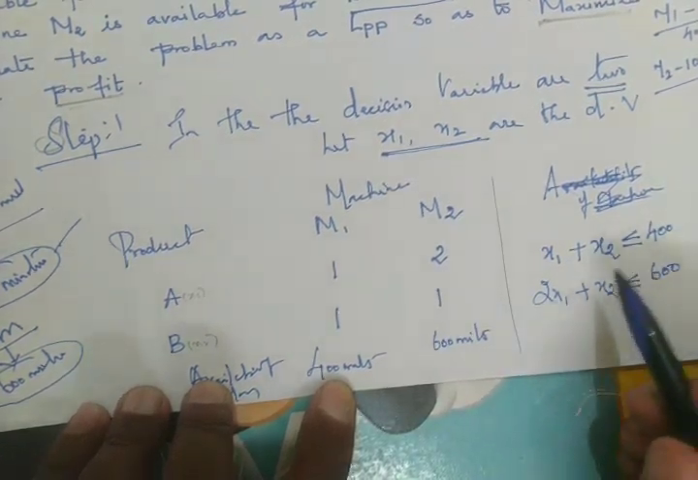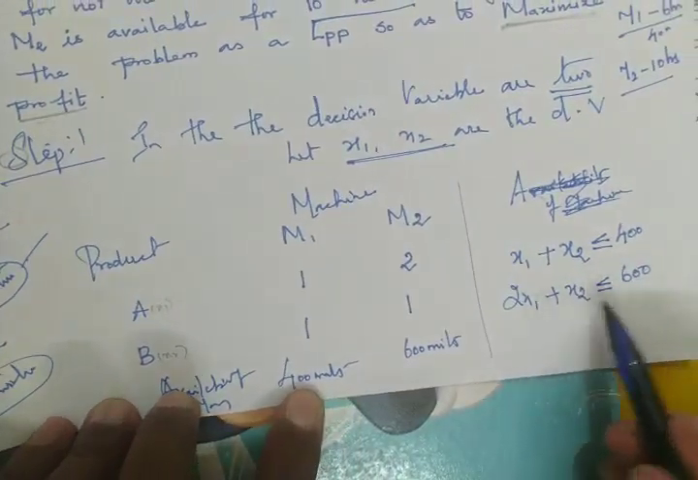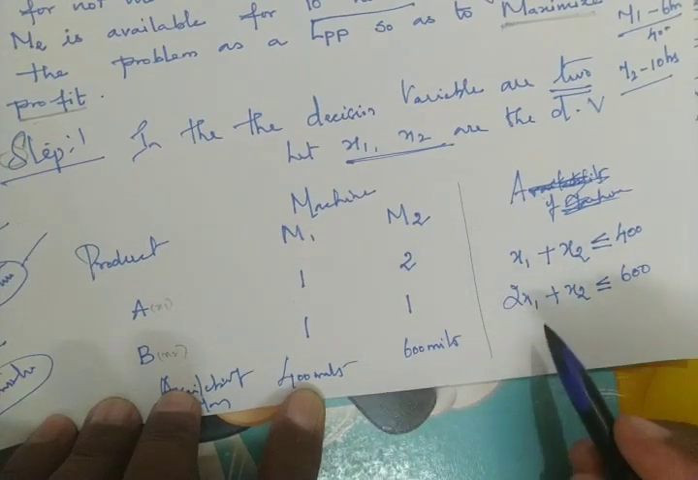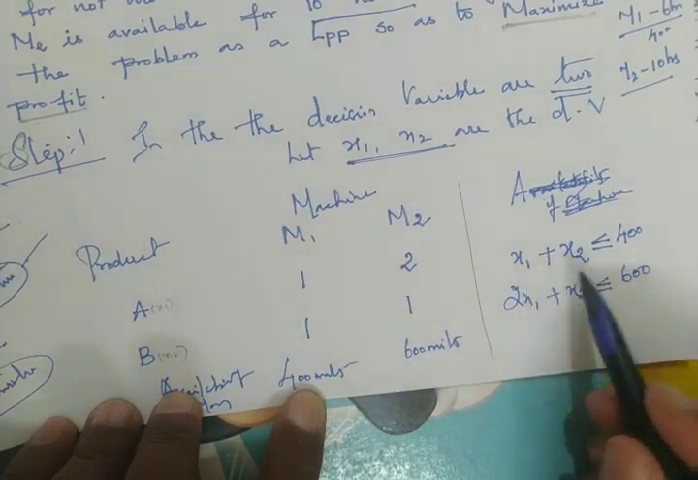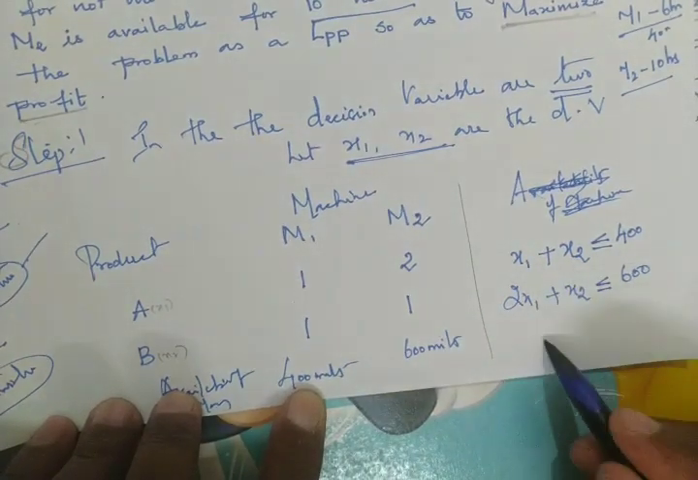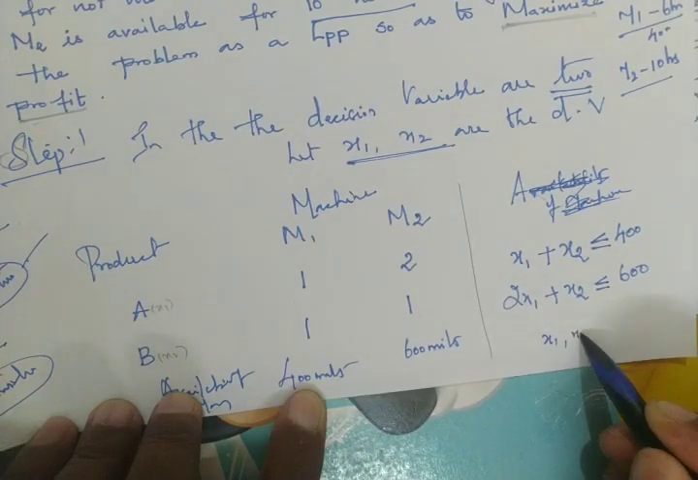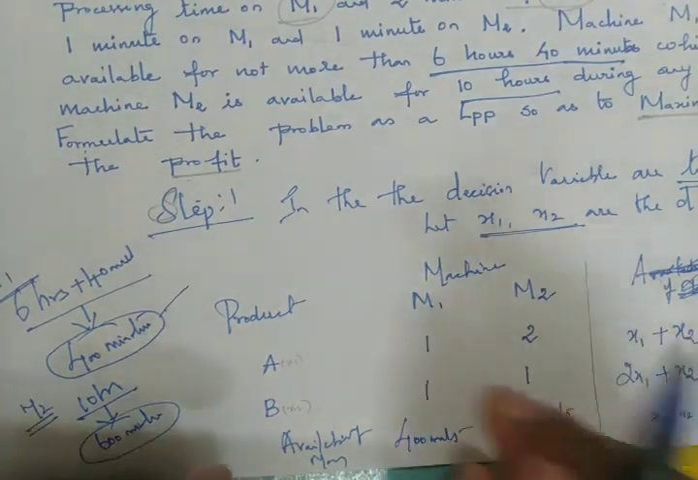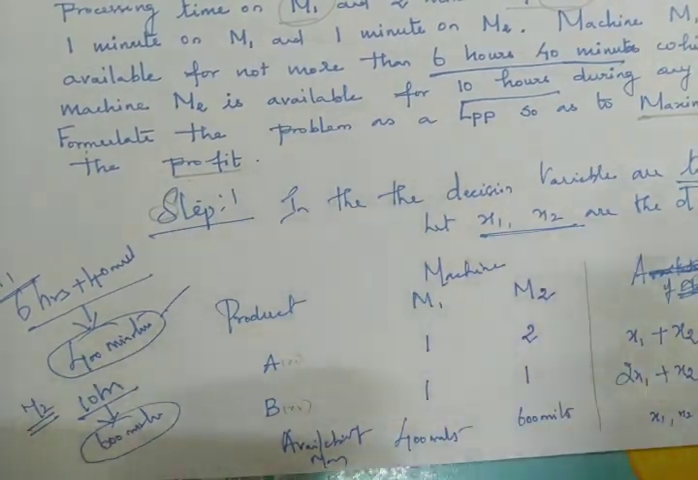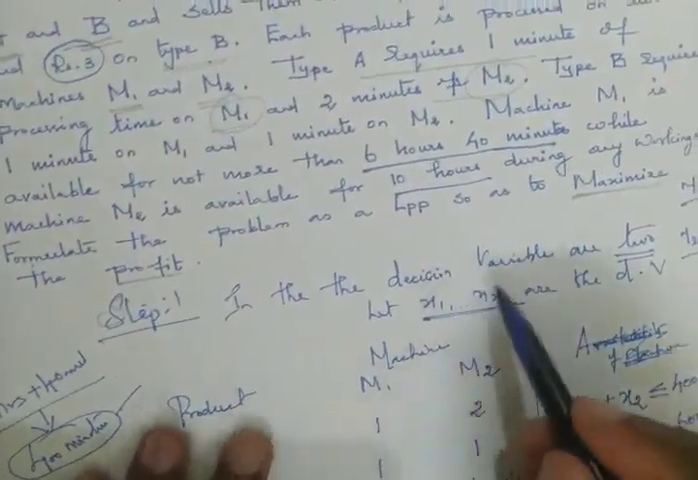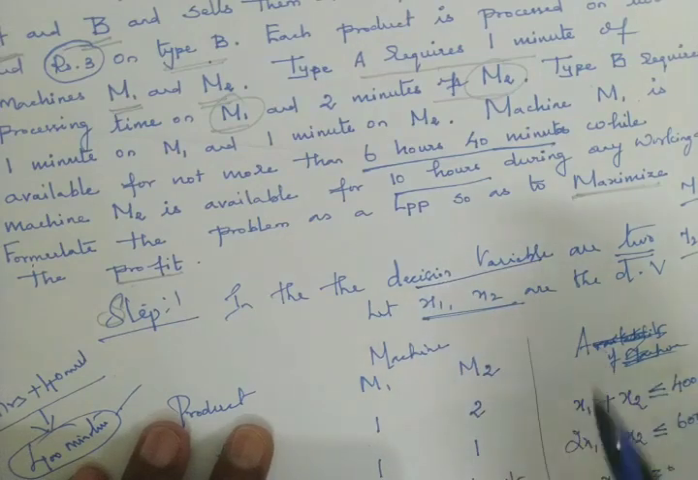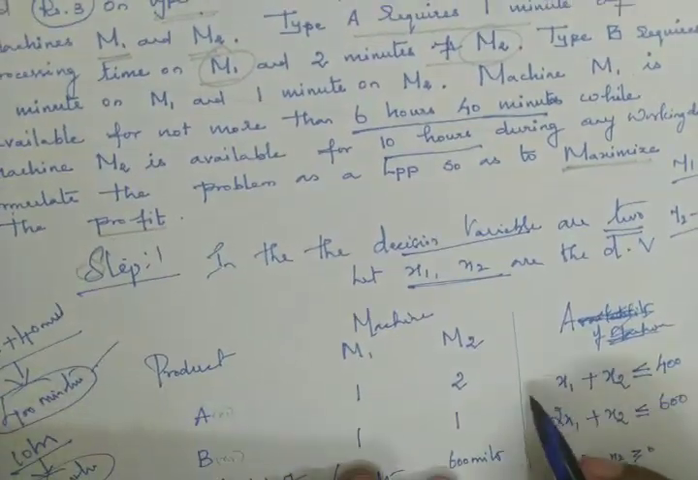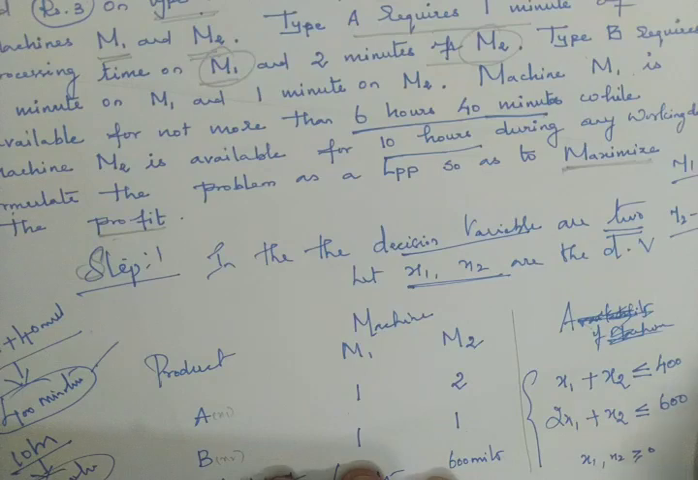Now after writing the constraint restrictions, you are writing that the decision variables x1 and x2 must always be positive. And finally the steps. Step 1 is finding the decision variables. Step 2 says to form the constraints. And step 3 is to write the objective function.